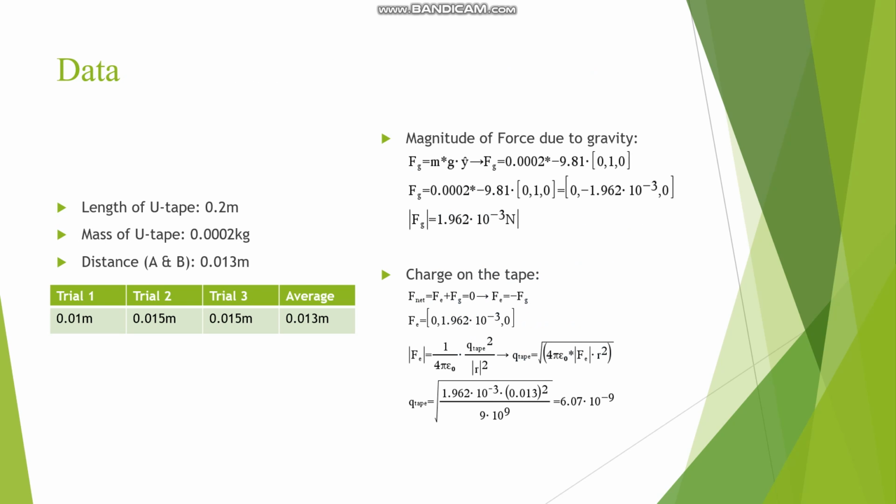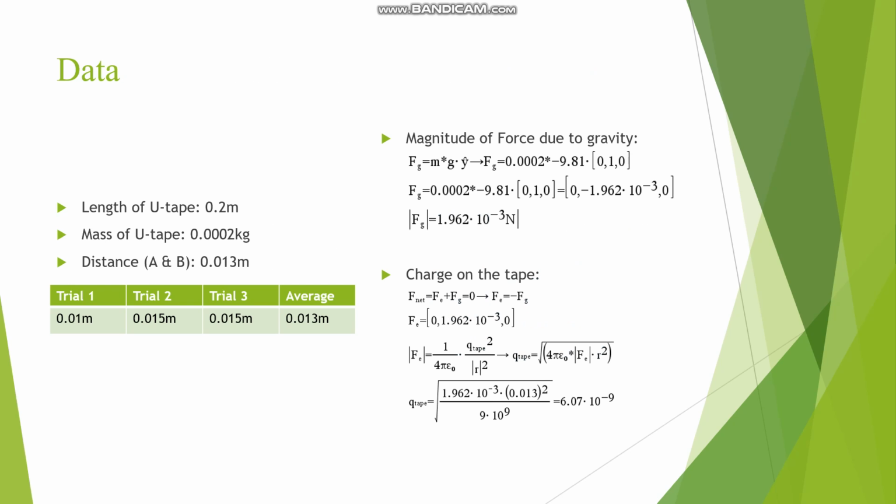Going into our data, firstly we have the length of our tape, the mass of our tape, and then I got my distance by doing the average of 3 trials. And then from that data, we can go ahead and calculate the magnitude of the force due to gravity. And then from there, we have to apply Newton's second law of basically summing forces. And we find that the electric force is opposite in magnitude to the gravitational force.